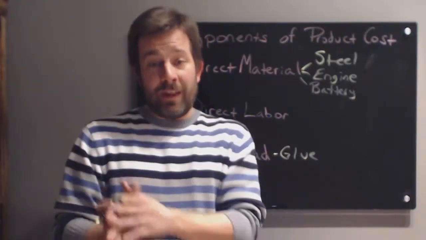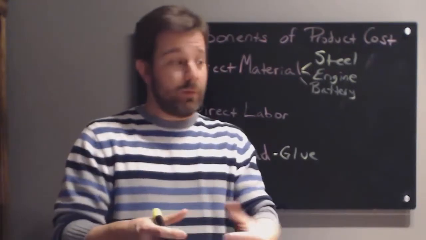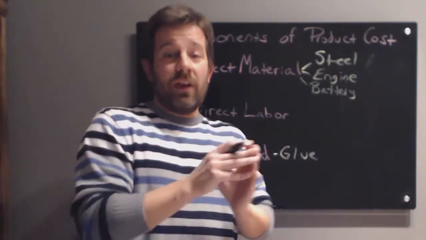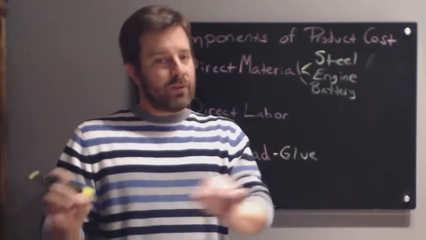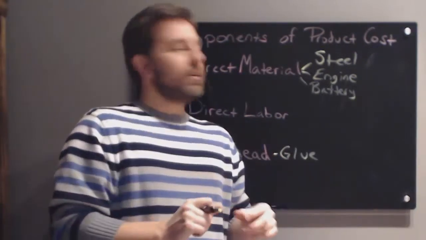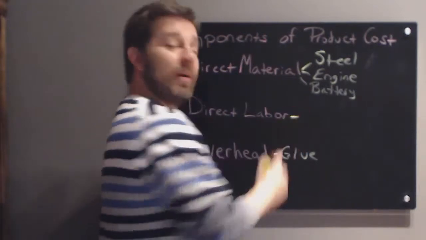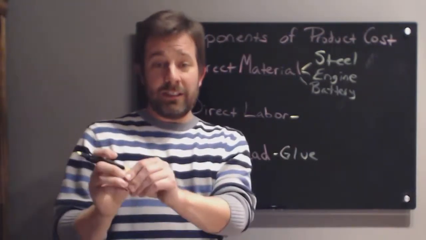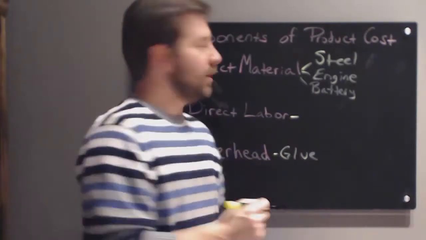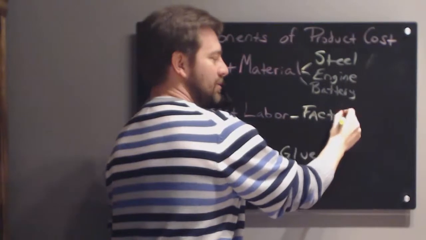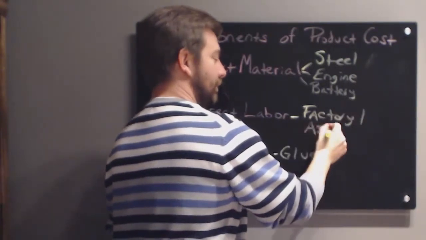Now, there are going to be other people in that factory that are also working. We may have janitorial staff. We may have a forklift driver. Their labor is going to be indirect to the product. It's going to be very hard to trace their contributions to that automobile, okay? So direct labor are people that are directly involved with putting that car together, and we can easily and economically trace their labor to the product. So I'm just going to say factory assembly personnel.